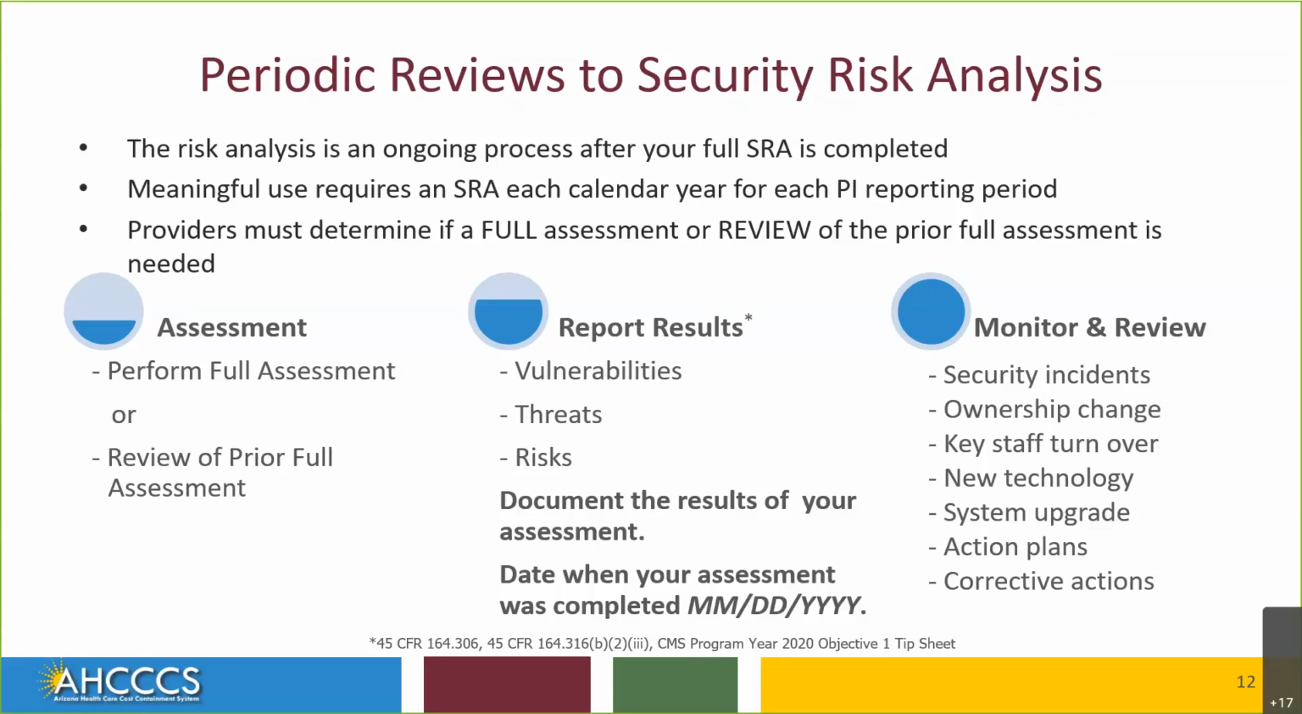So you need to make sure you discuss the vulnerabilities, the threats, the risks. You need to document the results of your assessment. And then you need to date when your assessment was completed, the month, the day, and the year. So make sure those are on that SRA document and clearly seen. Under monitor and review, you need to discuss the security incidents, any ownership changes, the key staff turnover, new technology, system upgrades, action plans, corrective actions, things where the practice can improve to protect that electronic PHI.